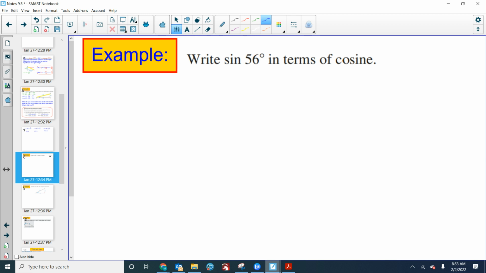All right, write sine of 56 in terms of cosine. The sine of 56 would be equal to the cosine of blank. What do you think? I heard 34. Do you agree? The sine of 56 equals the cosine of 34. Madison agrees, right? How could we check it? We could type it in a calculator, couldn't we? Let's type both of these in our calculator and see if they're equal.